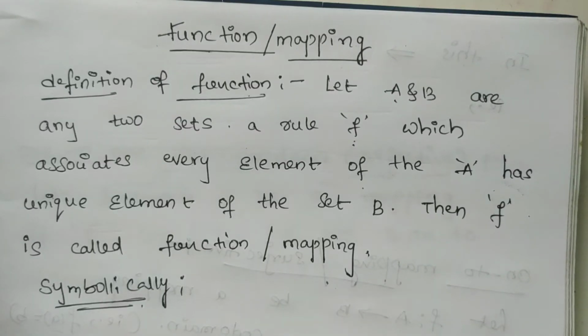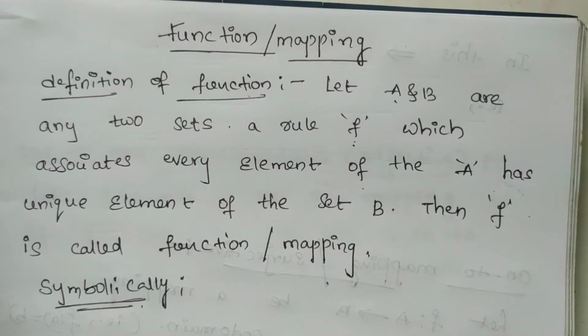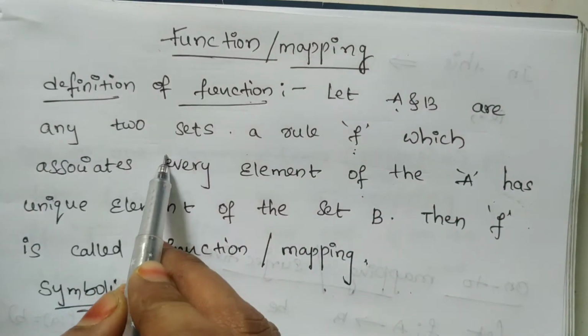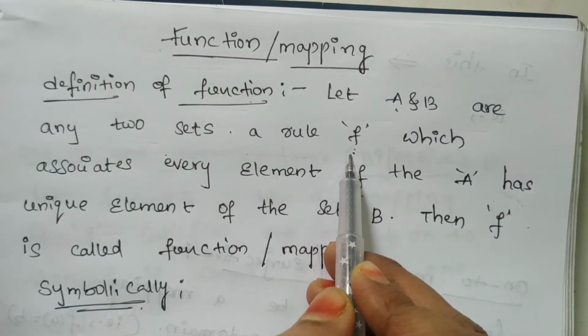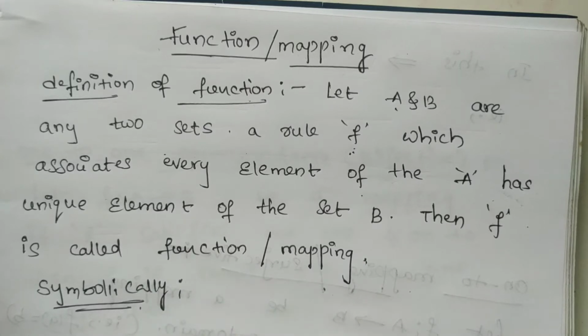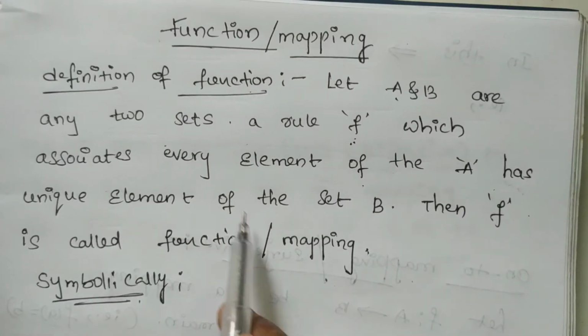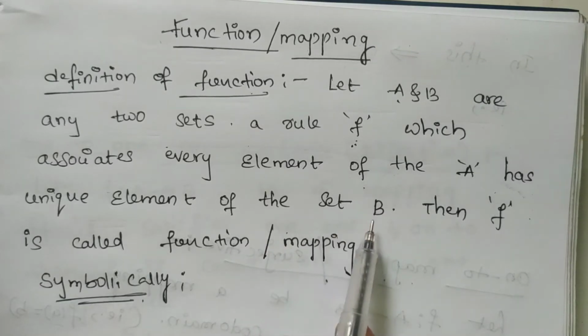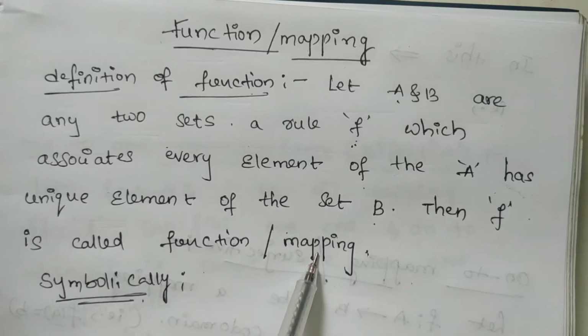Today our topic is function or mapping. So let us see the definition of a function. Here A and B are two non-empty sets and f is a function which is connected to the sets A and B. The definition of a function is that every element of A can be associated or connected with a unique element of B. Then f is called a function or mapping.